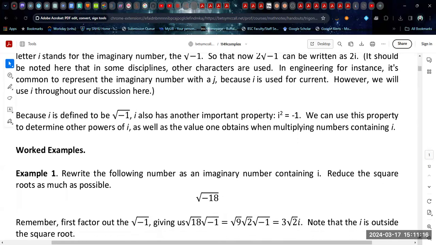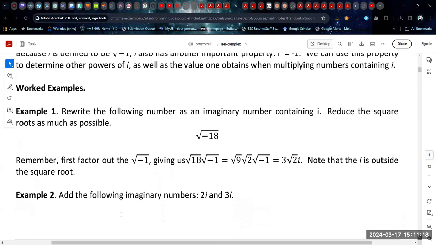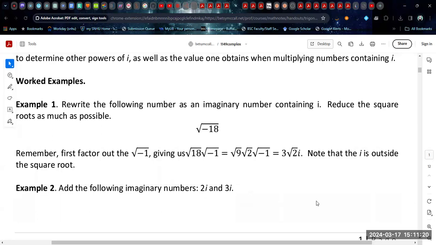So don't philosophize too much about them. We're going to look at some examples of just rewriting our imaginary numbers where we have a negative under our square root. We're going to try rewriting these and simplifying them in terms of i. And then we're going to do some basic operations.